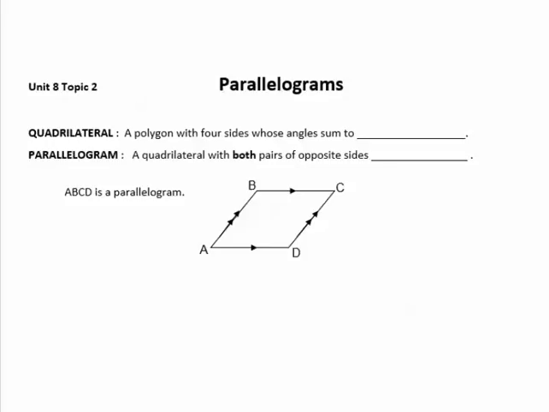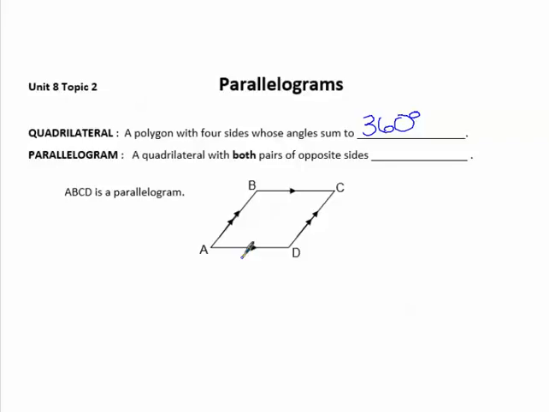Today we're going to be discussing Unit 8, Topic 2, Parallelograms. Well, what is a parallelogram? First, it's a special quadrilateral. And if you remember, a polygon with four sides whose angles sum to 360 degrees is a quadrilateral. That means that every parallelogram is going to have an interior angle sum of 360 degrees.